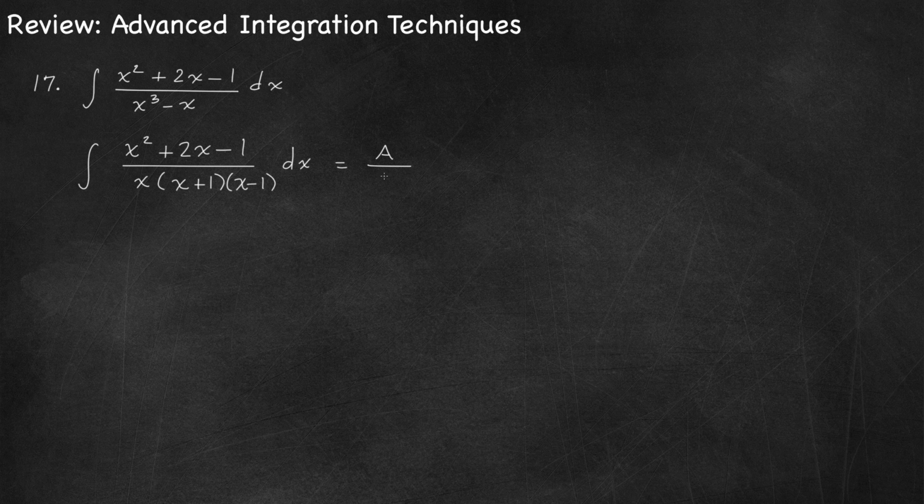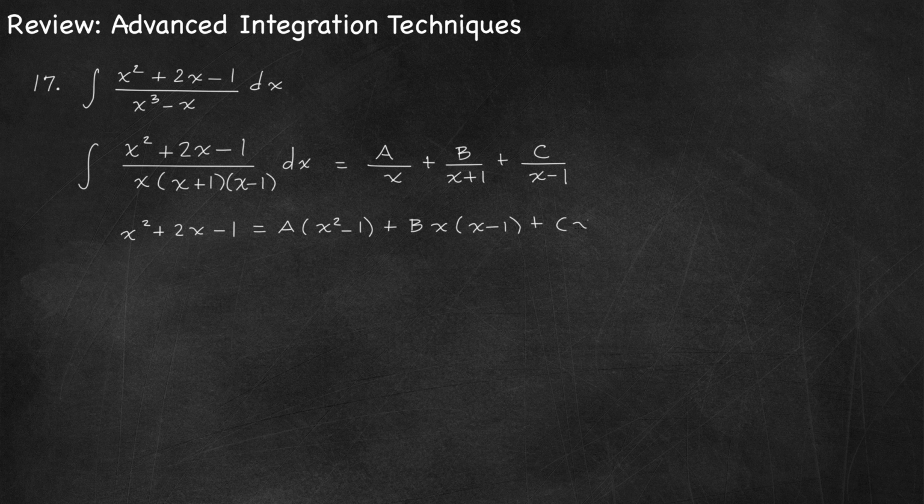So we'll set that up as a over x plus b over x plus 1 plus c over x minus 1. And we know that x squared plus 2x minus 1 equals a times x plus 1 times x minus 1, I'm going to put x squared minus 1, plus bx times x minus 1 plus cx times x plus 1.